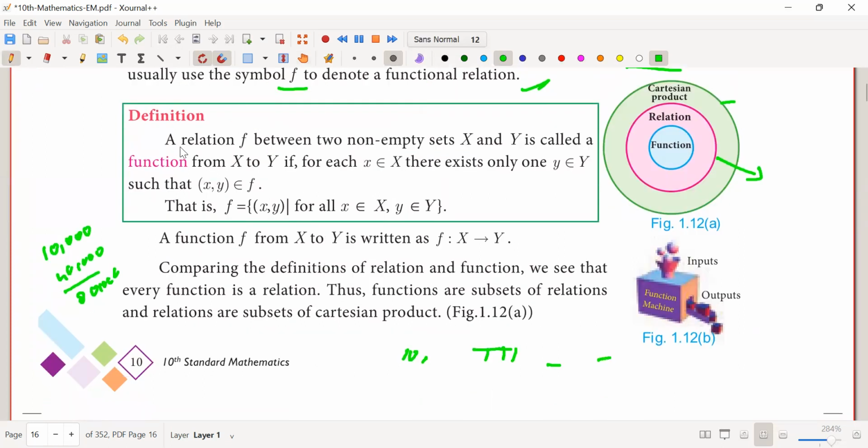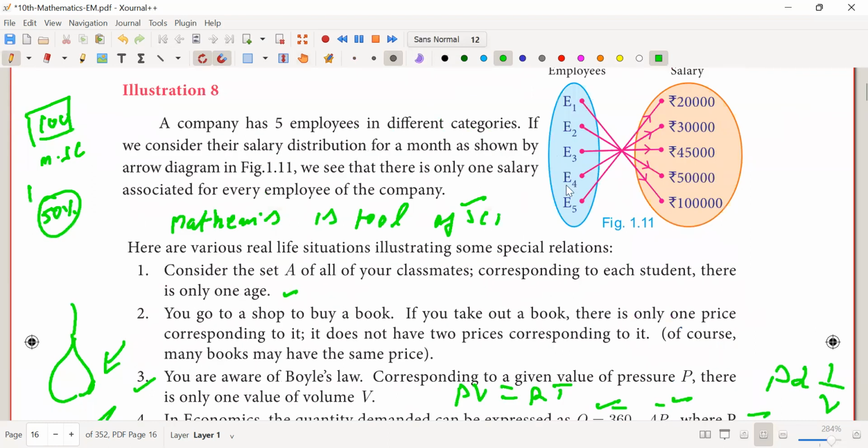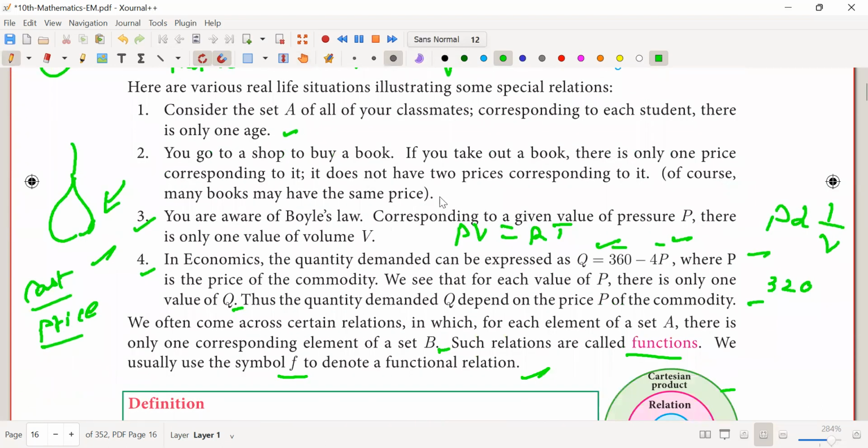Right? So, a relation f between two non-empty sets X and Y is called a function from X to Y if for each element x of X, there should be a relation. If there is no relation for an element, then it's not a function at all. In relation, we had x plus 3. For 7, we got 10. It's not possible.